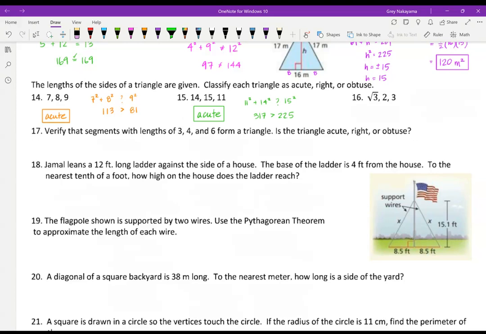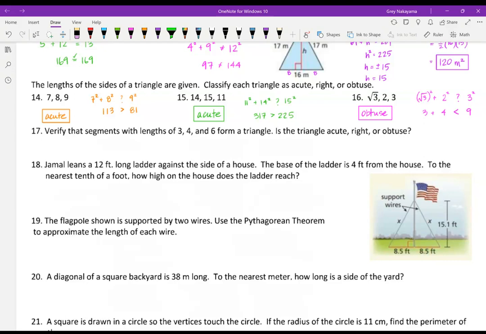All right, and look at 16. If you don't know, the square root of 3 is 1.7, so that's the smallest. So I am going to do them in that order. So I'm going to have the square root of 3 squared plus 2 squared. How does that relate to 3 squared? Well, 3 plus 4 is less than 9. And this time C squared is bigger than the other two, so that's going to be obtuse. And we know, of course, if it's equal, it's a right triangle.